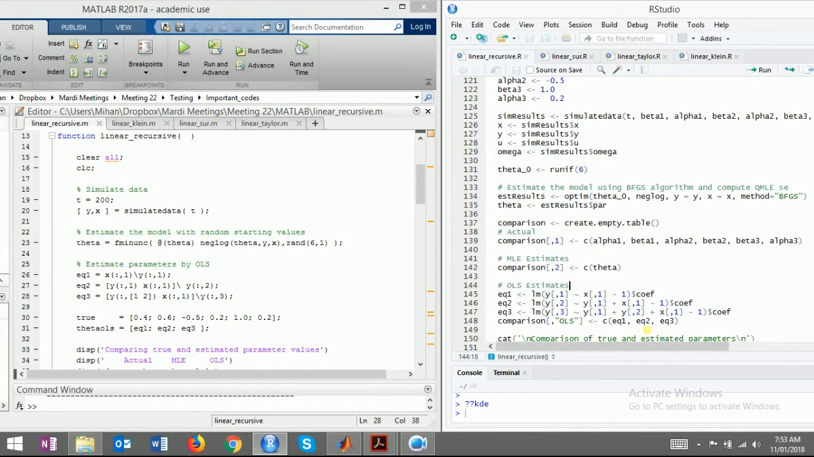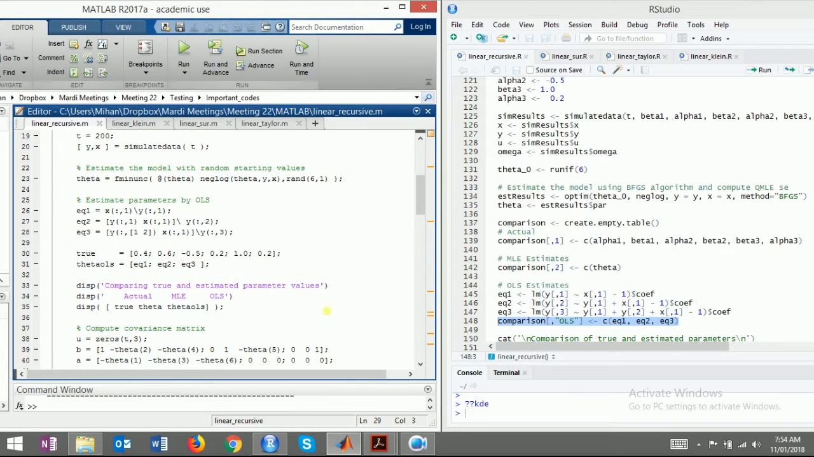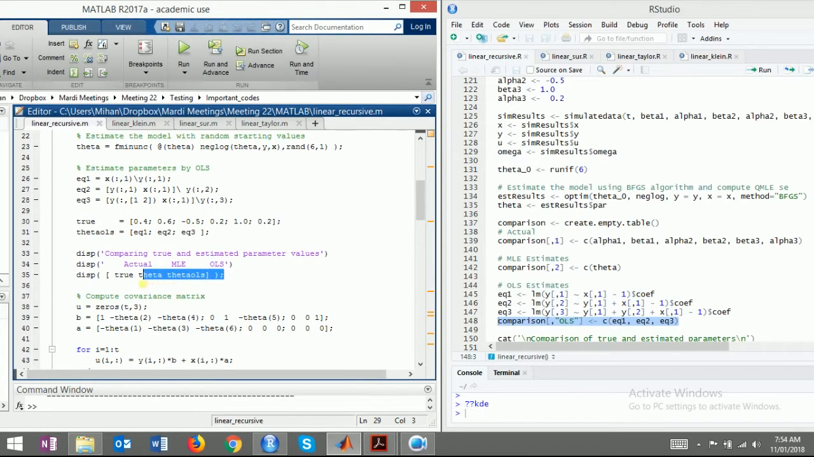On the other hand, linear model: y1 regressed on x1, y2 regressed on y1 plus x1, much easier. y3 regressed on y1 plus y2 plus x1. Comparison: OLS is equal. It's comparing true and estimated parameter values. Actual, MLE, OLS, theta. Equation 1, equation 2, so combined, the values are combined.